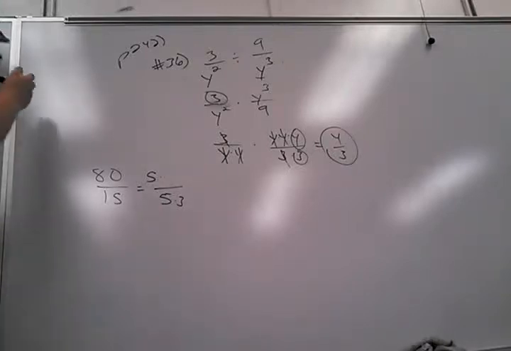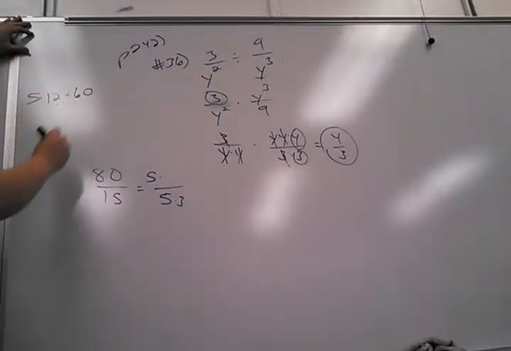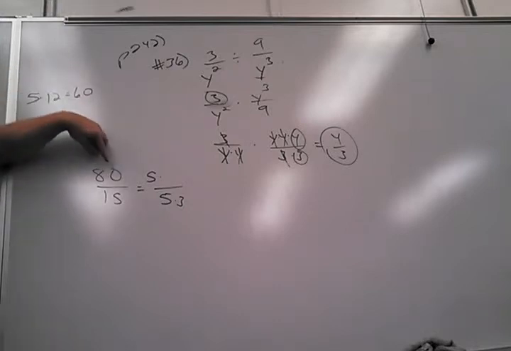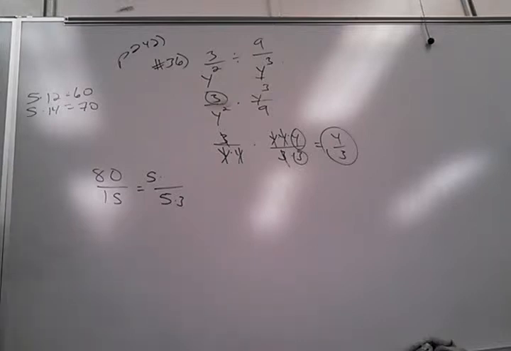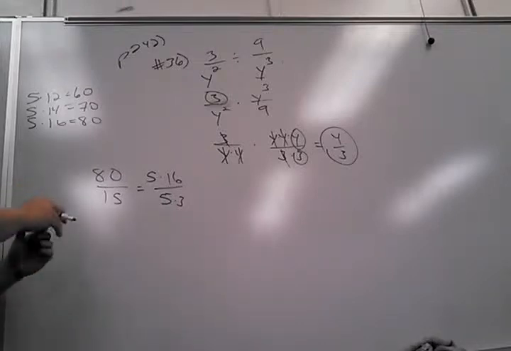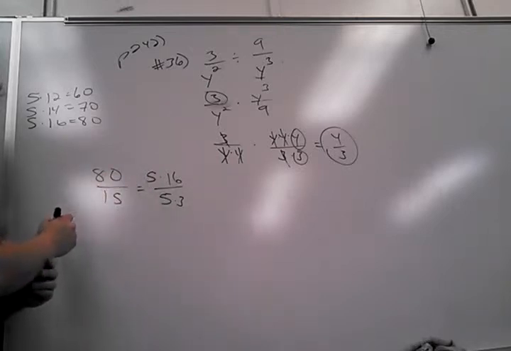Real quick, stay with me. Most of you guys know what 5 times 12 is, right? That's 60. So when I'm trying to figure out 80, I have to think for a second. If 5 times 12 is 60, two more 5s would be 70, because every two 5s is another 10. Are you guys kind of with me? So 5 times 16 would be 80. So 80 over 15 is 5 times 16 over 5 times 3.